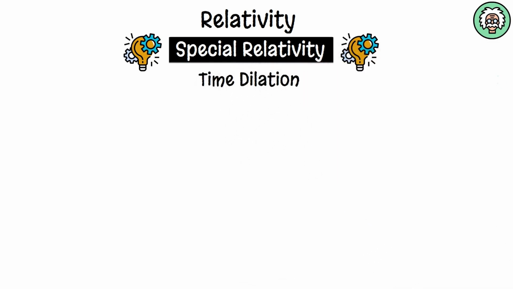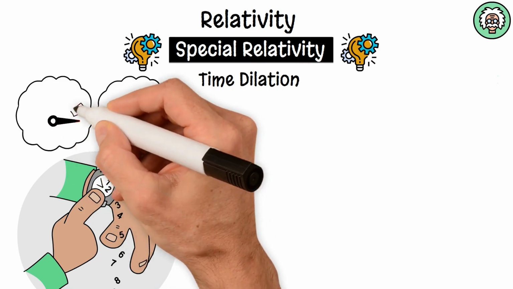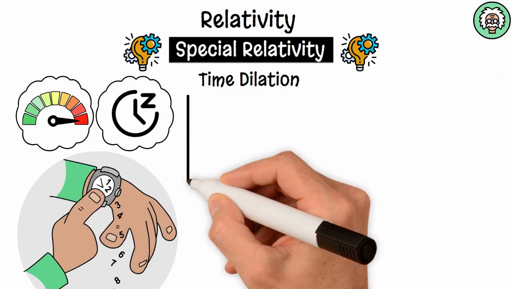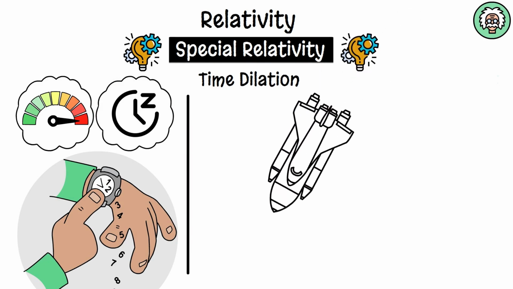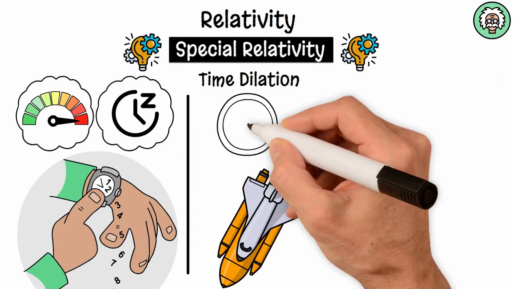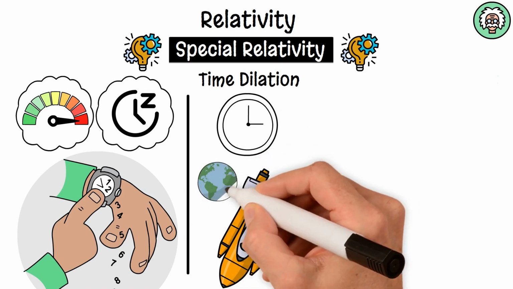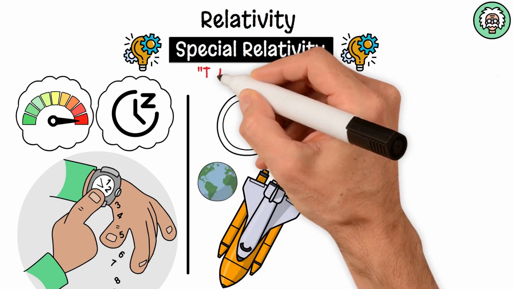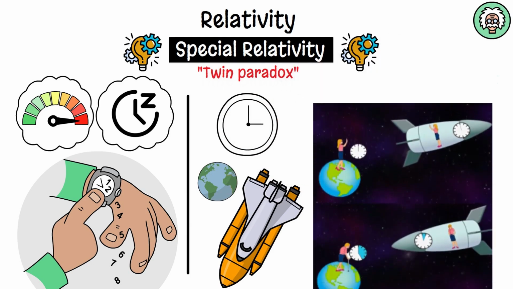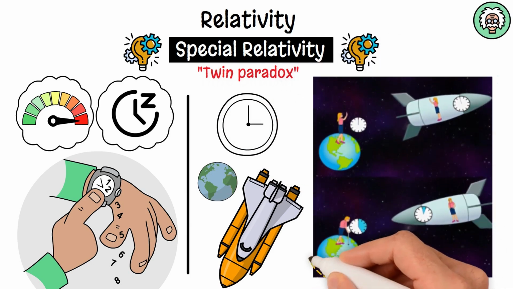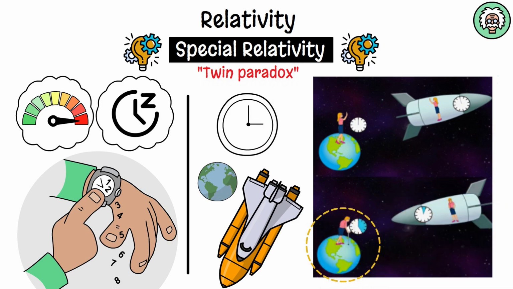Time appears to move slower for objects moving at high speeds compared to those at rest. For example, if you travel on a spaceship at a significant fraction of the speed of light and return to Earth, you would find that less time has passed for you than those who stayed on Earth. This is often illustrated using the twin paradox, where one twin travels at high speed in space and the other remains on Earth. The traveling twin ages slower than the one on Earth.